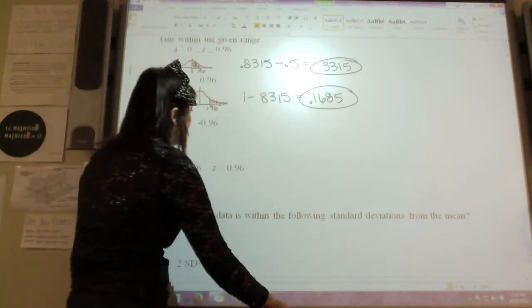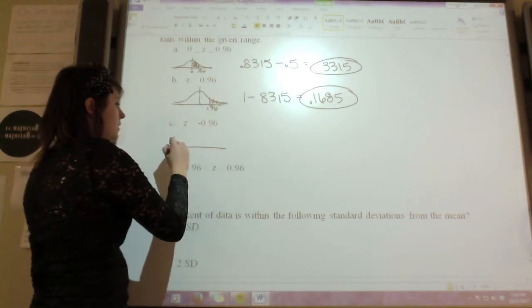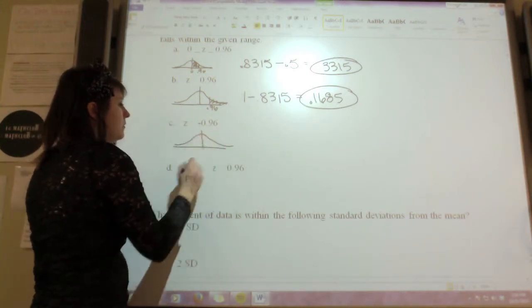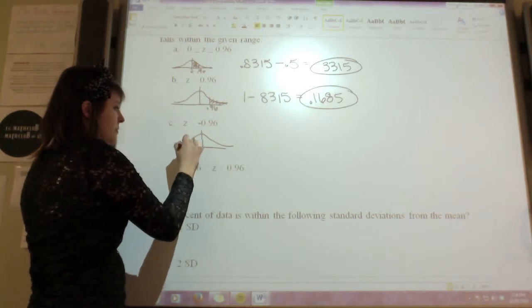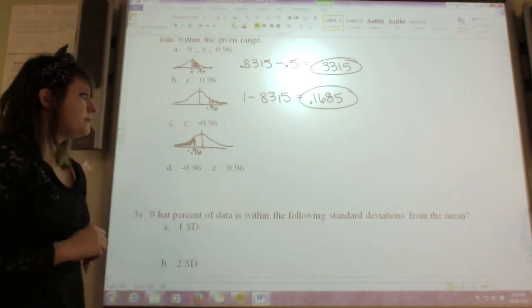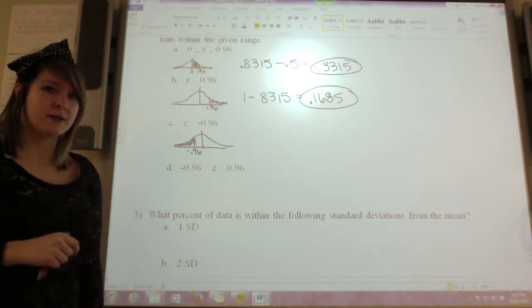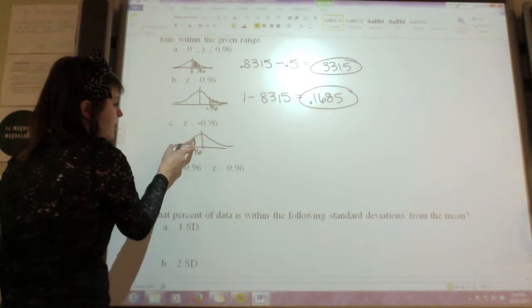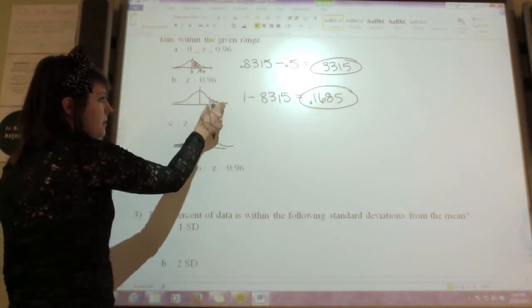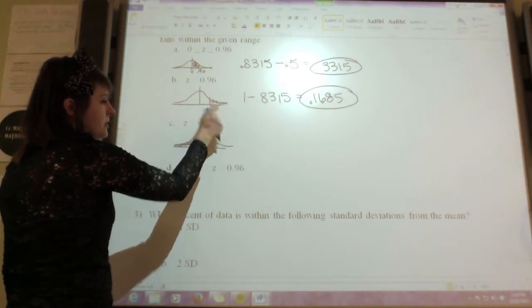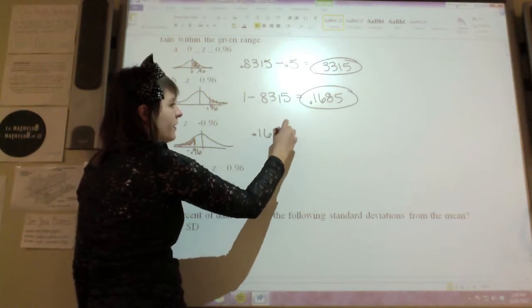Okay, next up, I want z is less than negative 0.96. Well, negative 0.96 is going to be back here, so I'm looking for this area here. Now remember that this graph is symmetric over the y-axis. So this area here, this negative 0.96, everything less than that, is going to be the same as everything greater than 0.96. So this is actually just the same thing, 0.1685.